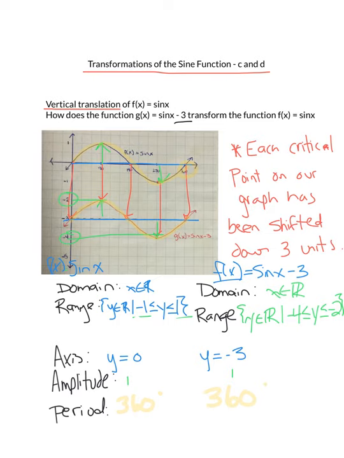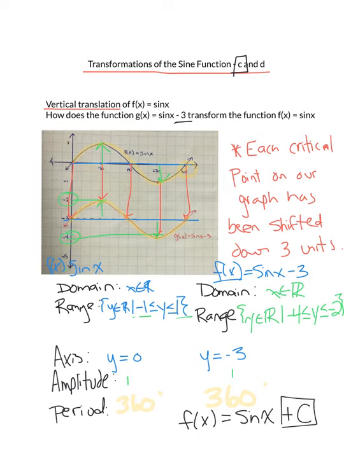Now, just to finish off this vertical translation page, I do want to mention that we call a vertical translation c if we're thinking about adding a variable to it. And so what we're going to end up with is f of x is equal to sine of x plus c.